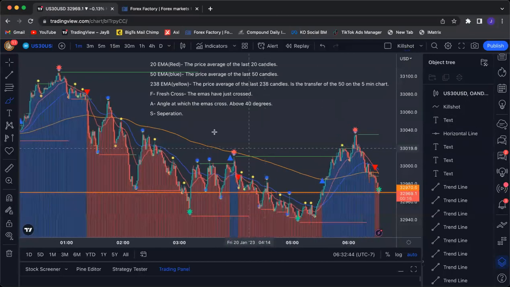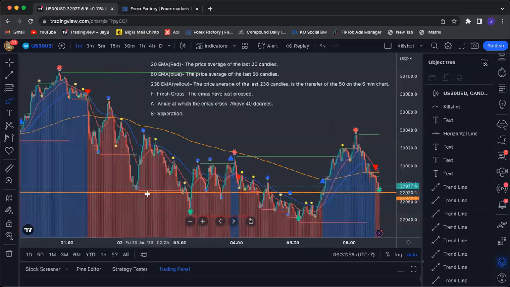Okay. So we've got our 20 EMA, which we went over, and our 50. We went over the fresh cross, we went over the angle, and we went over the separation. We want to see these start to separate. As they start to separate further and further, the stronger the trend is going to get.